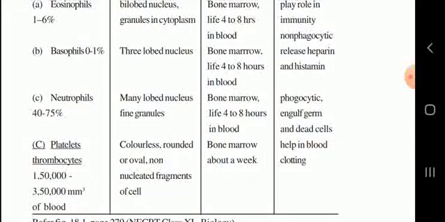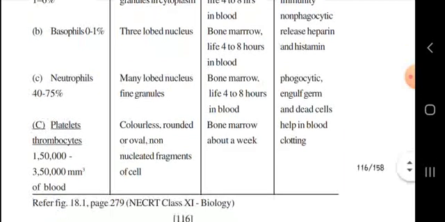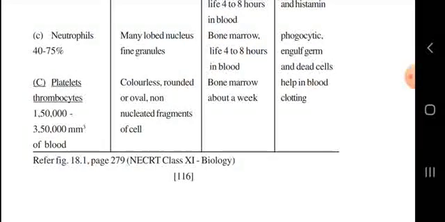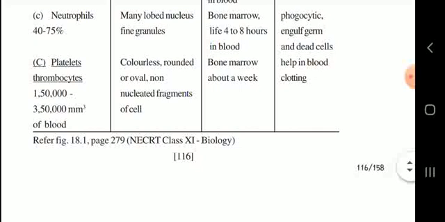Next, platelets, also called thrombocytes. They number 1,50,000 to 3,50,000 per cubic millimeter of blood. They are colorless, rounded, or oval. They are formed in the bone marrow over about a week and help in blood clotting. So this was about the platelets.